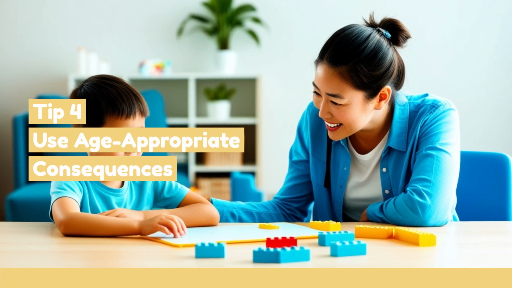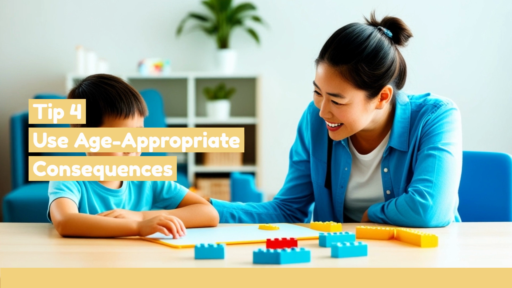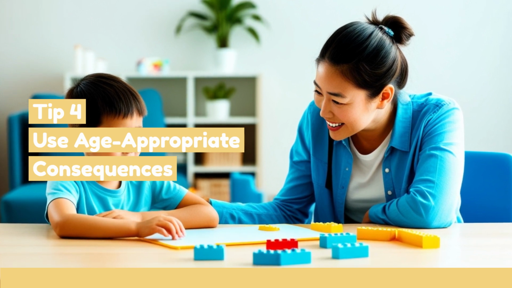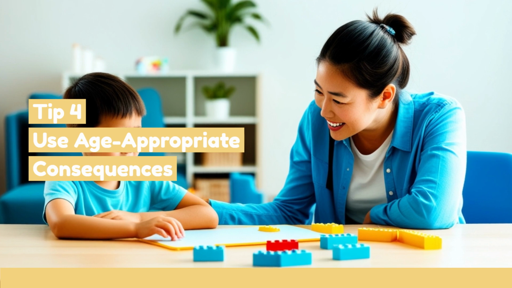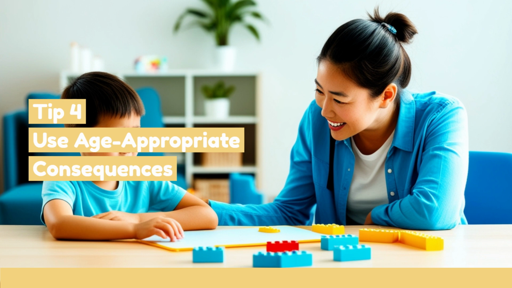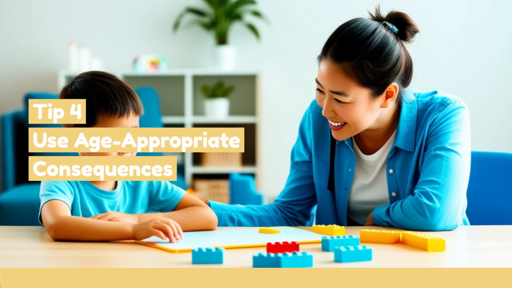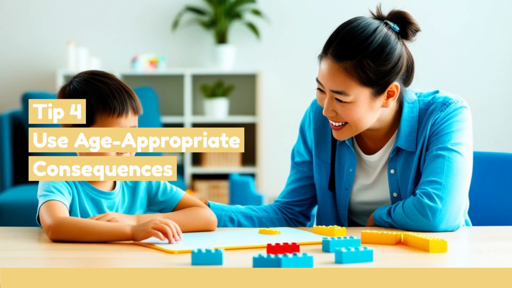Tip 4. Use age-appropriate consequences. Consequences are important when teaching accountability, but they must be age-appropriate and meaningful to the child. The goal is to help them understand the consequences of their actions, not to punish them.